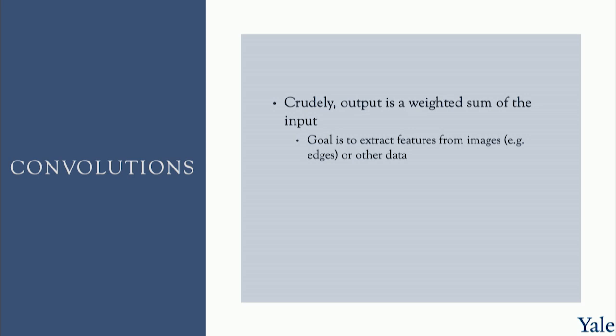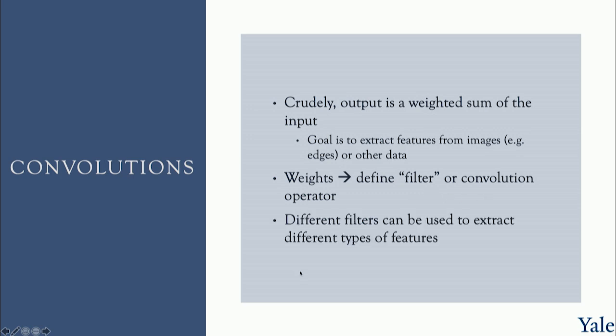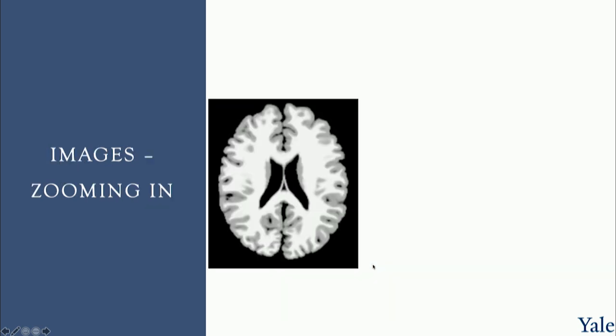Crudely, the output of convolution is a weighted sum of the inputs, and the goal in performing convolutions is to extract features from the images. For example, we might want to extract edges, and we'll see an example of this shortly. The weights used to perform the convolution define what's called the filter, or convolution operator, and different filters can be used to extract different types of features. So let's take a look at a few examples.